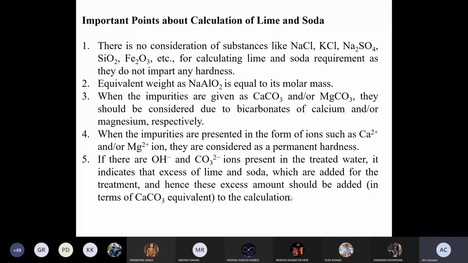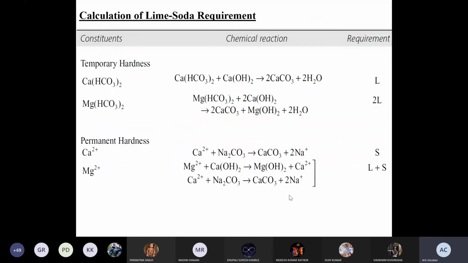Now let's try to understand the lime and soda process with the help of a few chemical equations.